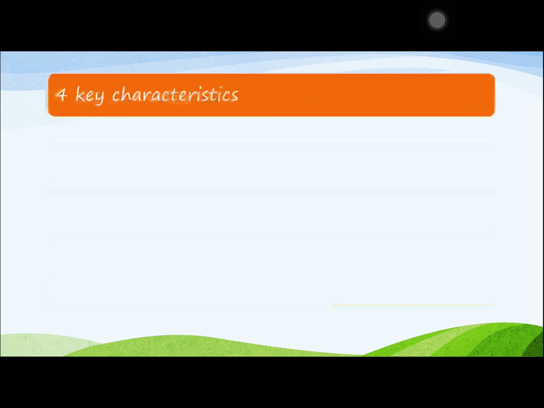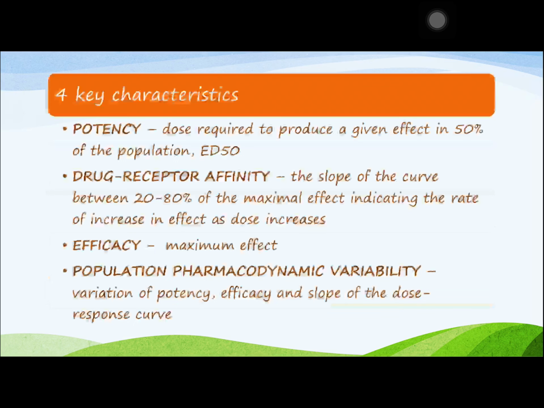There are four characteristics involving pharmacodynamics. First is potency, the dose required to produce a given effect in 50% of the population, also known as the ED50. Second, the drug receptor affinity, which is the slope of the curve between 20 to 80% of the maximal effect, indicating the rate of increase in effect as dose increases. Third, efficacy, which is the maximum effect of the drug. And lastly, the population pharmacodynamic variability, or the variation of all three characteristics plotted in a single curve.